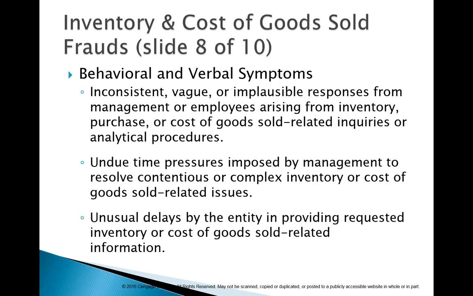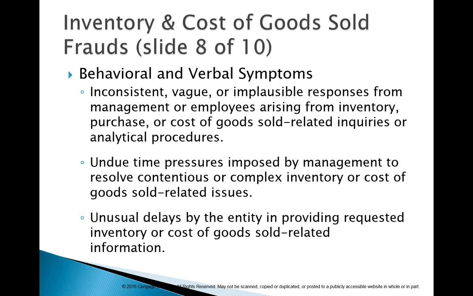And we talked about before these behavioral and verbal symptoms that continue to appear. They can't give reasonable or plausible responses to your questions about these analytical anomalies that you're finding, like this decreasing cost of goods sold and increasing inventory balances that don't look appropriate. You ask them how is it that their inventory is going up and their cost of goods sold is going down, even though they're generating more sales, and they can't give you a legitimate explanation, then you have to consider fraud.